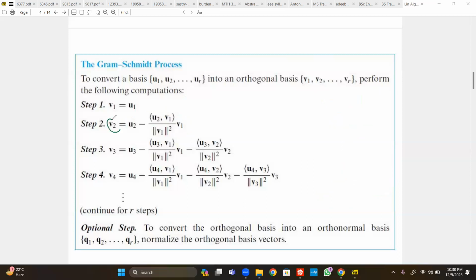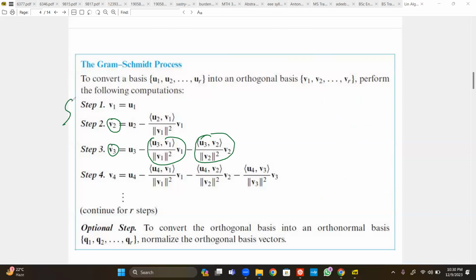Now, in the same way you got V2, you can just find V3. Just subtract the components of U3 along V1 and V2. So finally, what you get is a vector which should be perpendicular to V1 and V2, because you subtracted all the components that you needed to subtract.